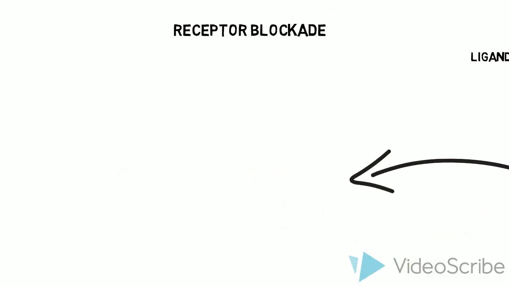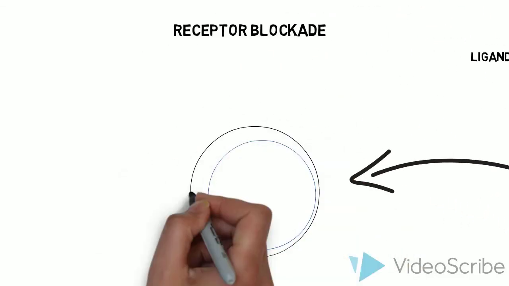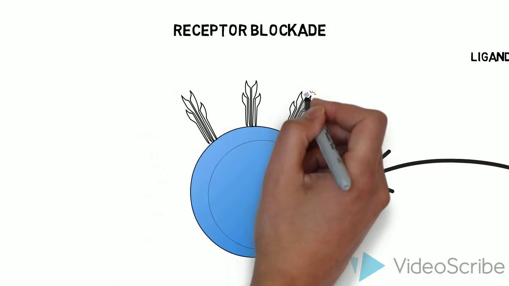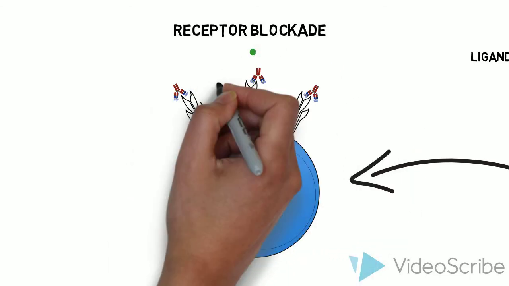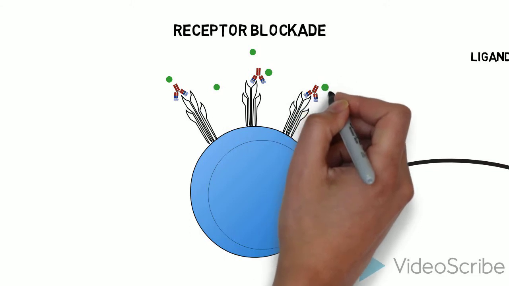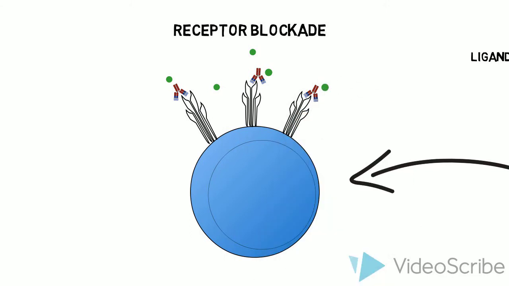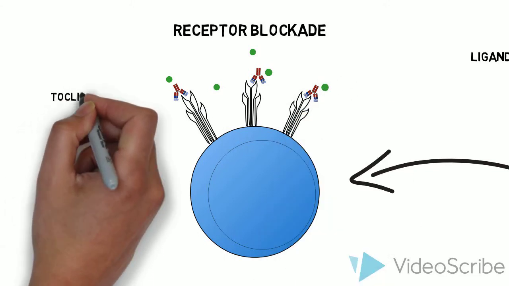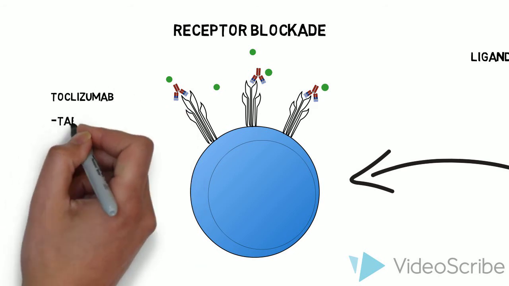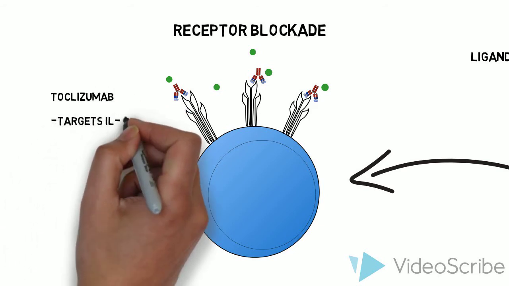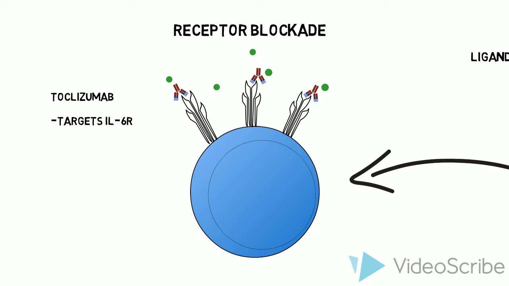Receptor blockade involves blocking receptors. So here we see a receptor in which a monoclonal antibody specifically binds to. This inhibits the binding of a ligand, thus prevents the cell from carrying out its normal function. An example of this is tocilizumab, which binds interleukin-6 receptor and downregulates its response, preventing inflammation. Thus, it is often used in the treatment of arthritis.